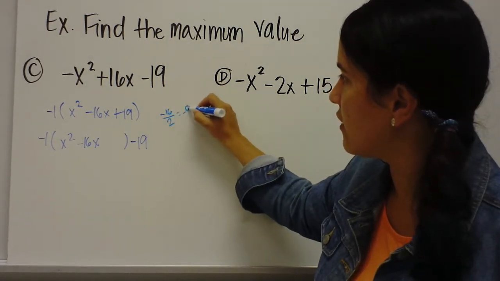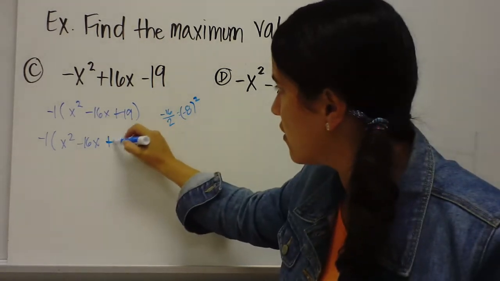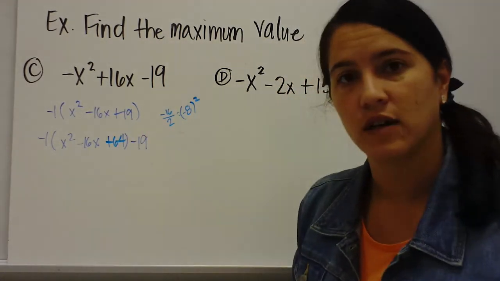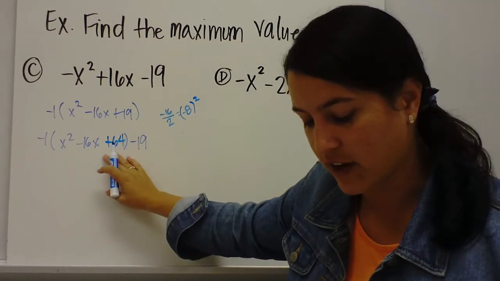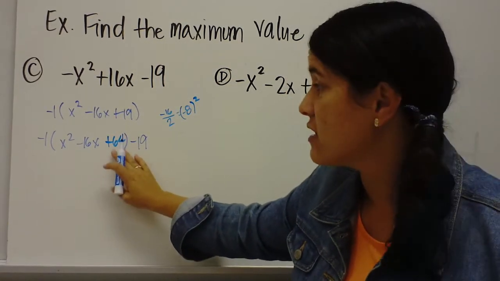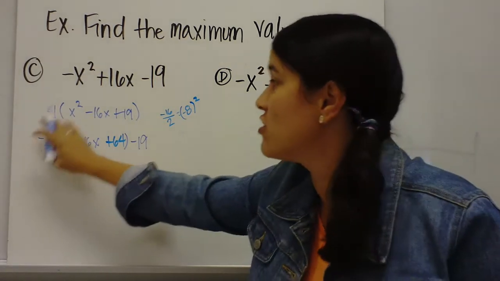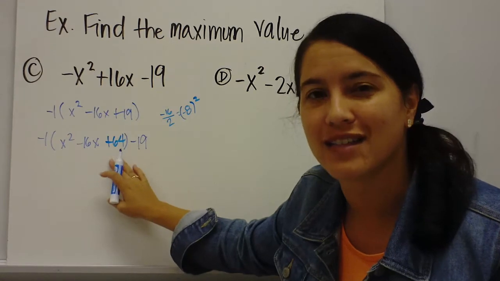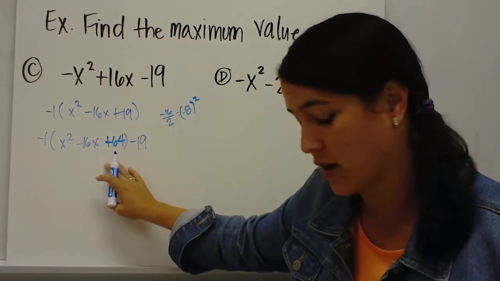So now we take b, negative 16, divided by 2 is negative 8. Square that, and you get 64. And then if we're adding 64 right here, now be very careful. This is inside of the parentheses, we've added 64. But when you distribute it, what number is that really? It's not a positive 64, it's really a negative 64.